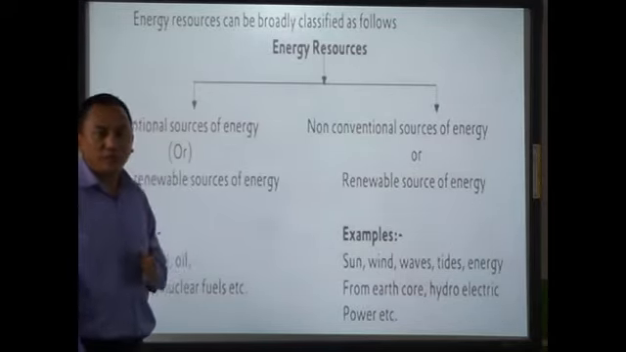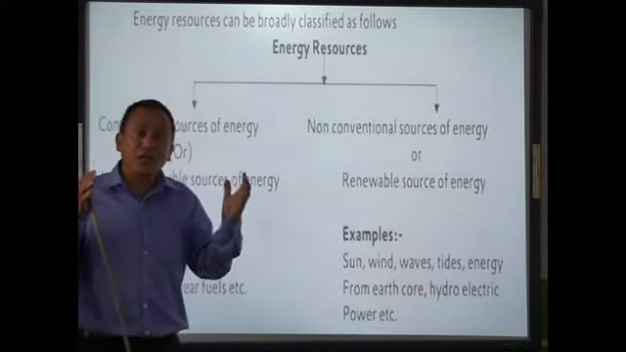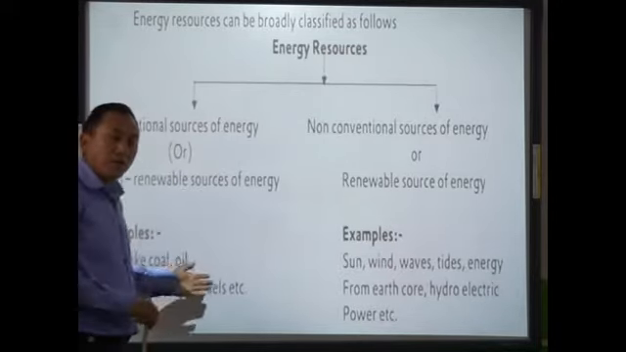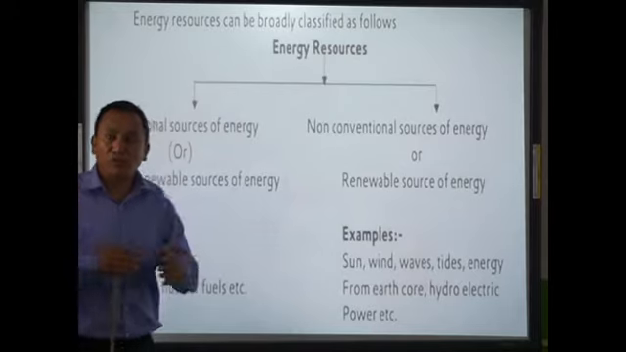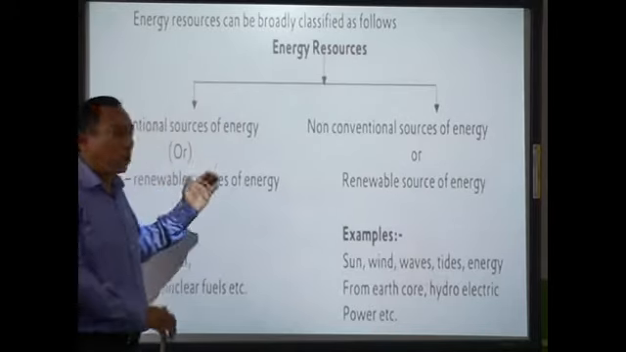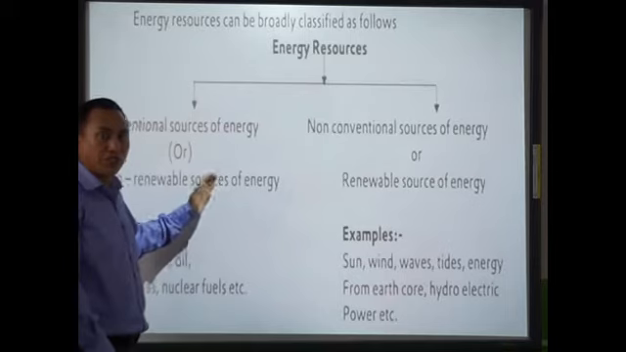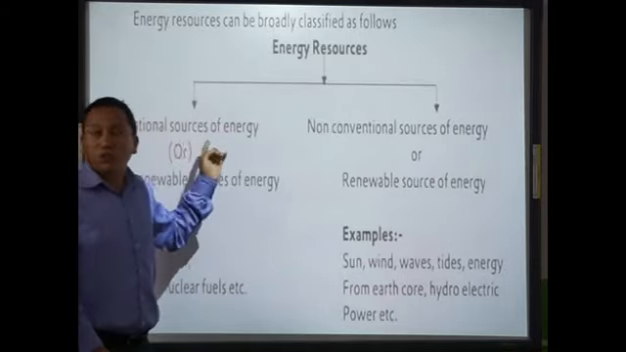They get exhausted, and then again it takes millions of years for coal to form, millions of years for natural gas to form. So therefore they are called the non-renewable source of energy or conventional source of energy.